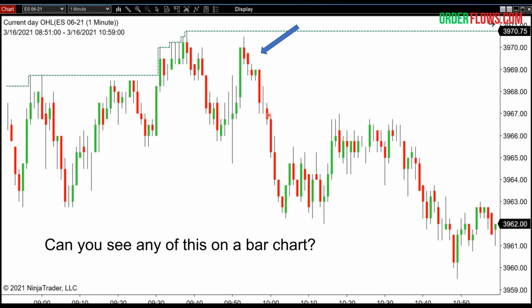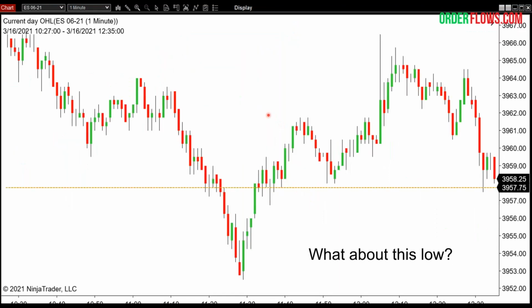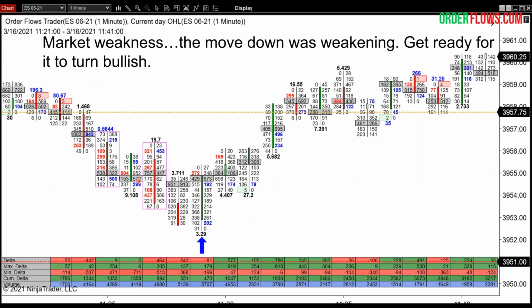It's 50 points lower. What about this low here? Okay, this was yesterday, right? All the way, 11:30, we hit this low at 53, then we rally up all the way back up into the 70, not 70s, but to the 60s. Okay, well, why? Because on that move down, this move down was weakening, all right?